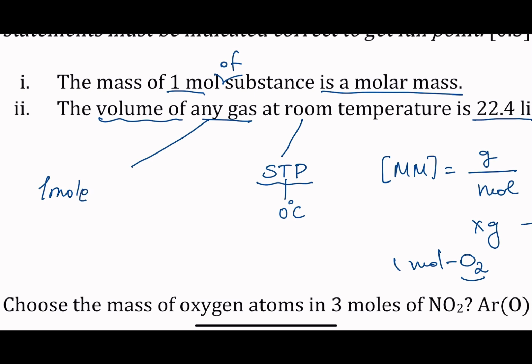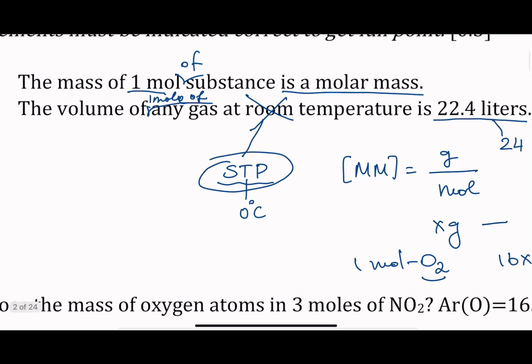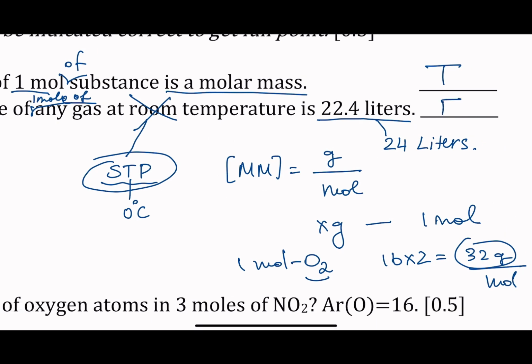The volume of 1 mole of any gas at STP is 22.4 liters. This statement doesn't tell us how many moles. It could be 2 moles, 3 moles, we don't know. So it's not giving us the value. So the correct statement is: the volume of 1 mole of any gas at STP, this is not room temperature, is 22.4 liters. That's why this is wrong.